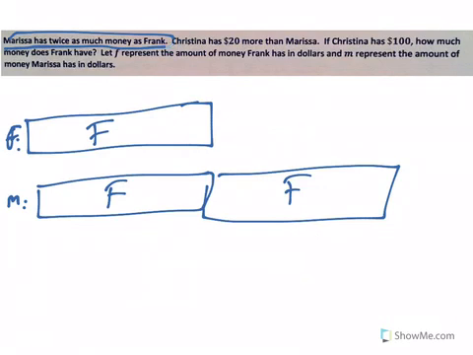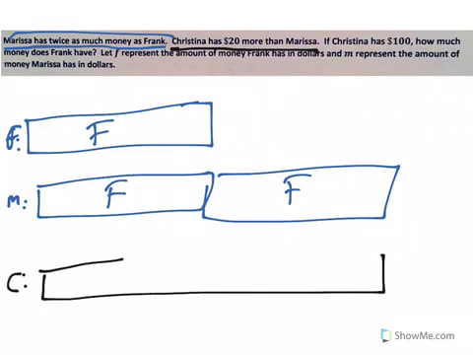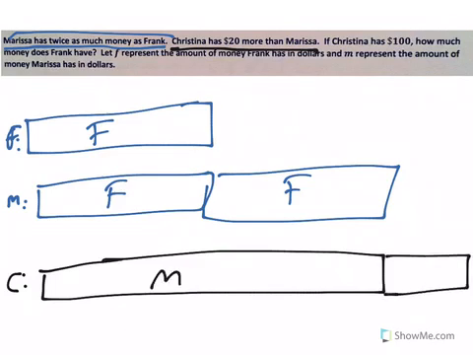Going back to the problem, Christina has $20 more than Marissa. So then Christina has, I'll put C for Christina, this amount, which is Marissa's amount, which is the same as 2 Fs, right? And then she has an extra $20.